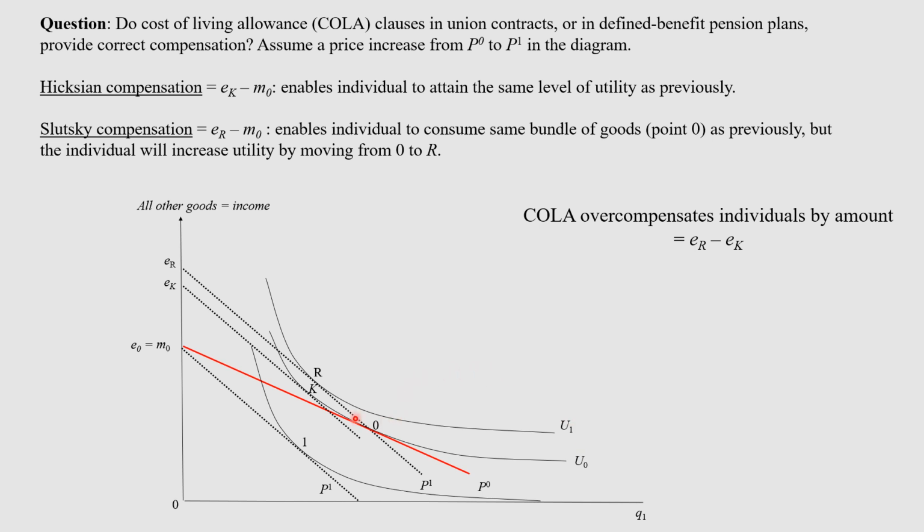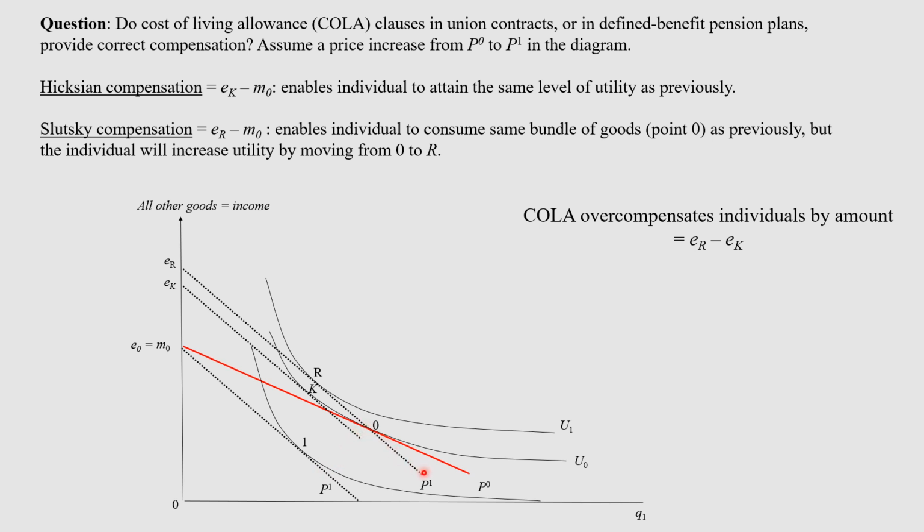However, you can't measure U0. You don't know where it is. You don't know where it lies. So instead, the compensation occurs at point 0, where the amount of Q1 and the amount of Q2, the basket of goods that you buy, remains the same. So the compensation allows you to buy the same basket of goods as previously.